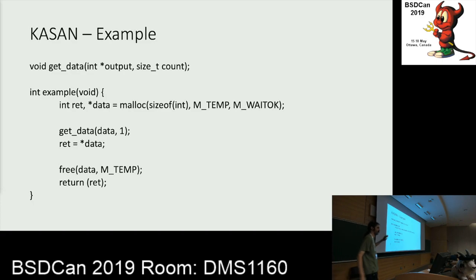If you're not used to FreeBSD's allocator, this is malloc in the kernel; the M_TEMP and M_WAITOK you can ignore. It just means temporary values, and it's guaranteed to succeed, or wait or sleep until it can succeed. So data is guaranteed to be non-null. I've got some function getData which takes a pointer and an argument, and it's going to return the first item. So hopefully this doesn't have a buffer overflow in it. I don't think it does. And this getData may, but I haven't specified that.